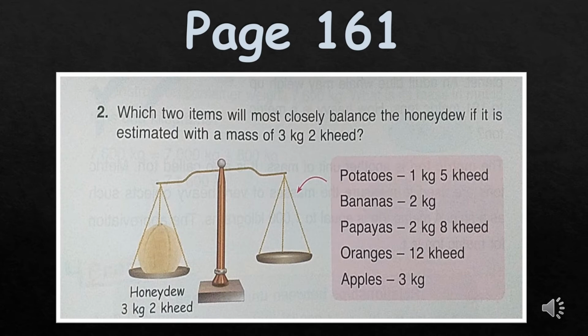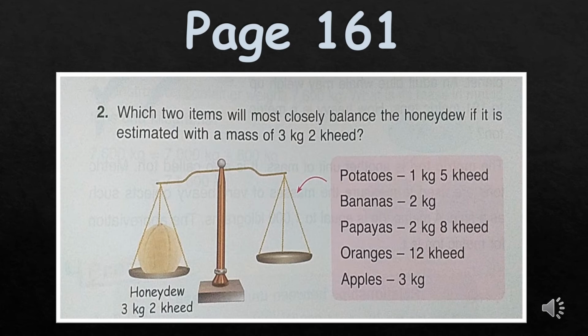Okay, number 2. So, as I said, you can see the honeydew weighs 3 kilo and 2 kg. So 3 kilo and 200 grams. Now, which 2 items can we put on the other scale? And they should be slightly less weight than the honeydew, because you see the honeydew is heavier than the other 2. So which 2? Let's see. What if we put the bananas and the bananas there? Oh, sorry, the potatoes and the bananas.